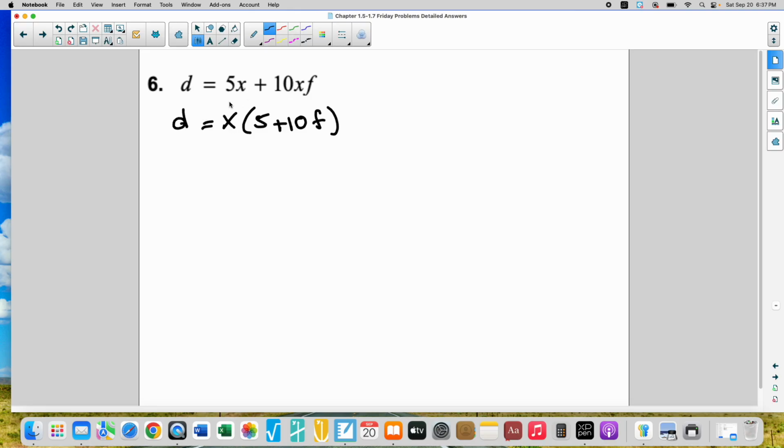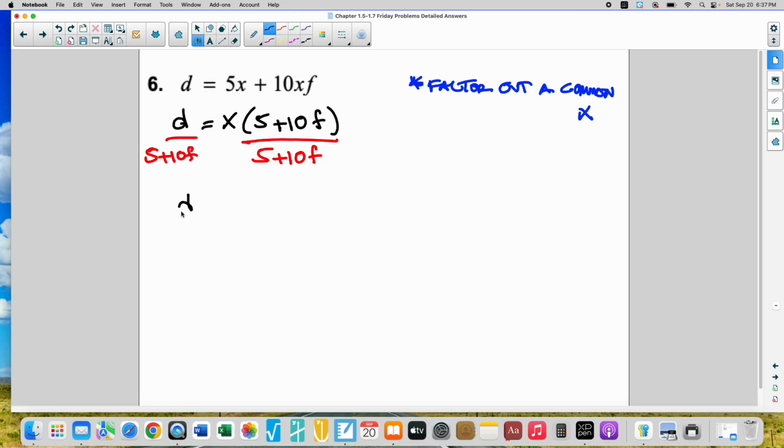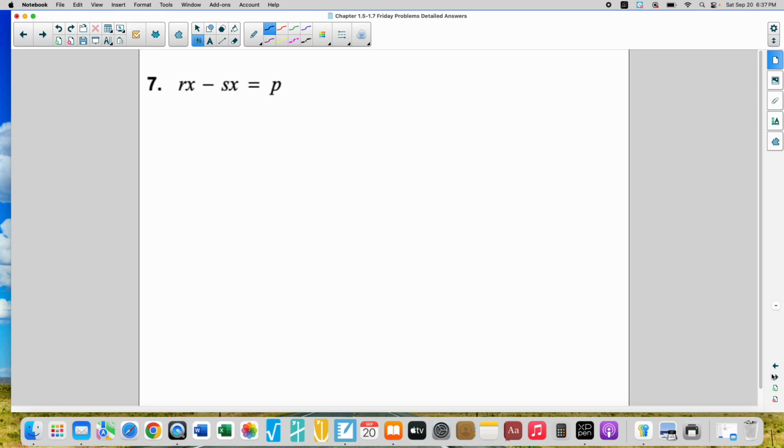So we need to consolidate them somehow by factoring out a common x. And so if we factor it out, we get this, and now this is multiplying it. So if I want to get rid of it, I guess I should have done 10f first, but we'll just do this, 5 plus 10f, and I'm going to write 10f plus 5 equals x. That's the better way to do it.